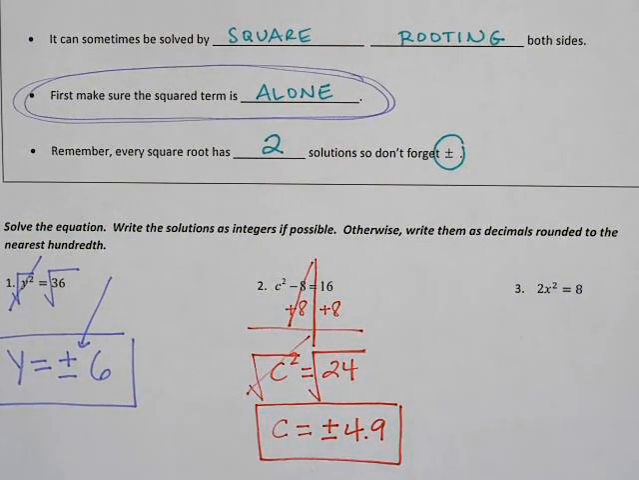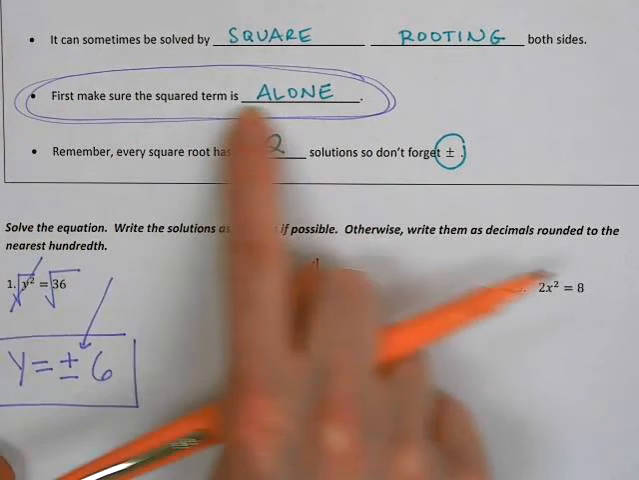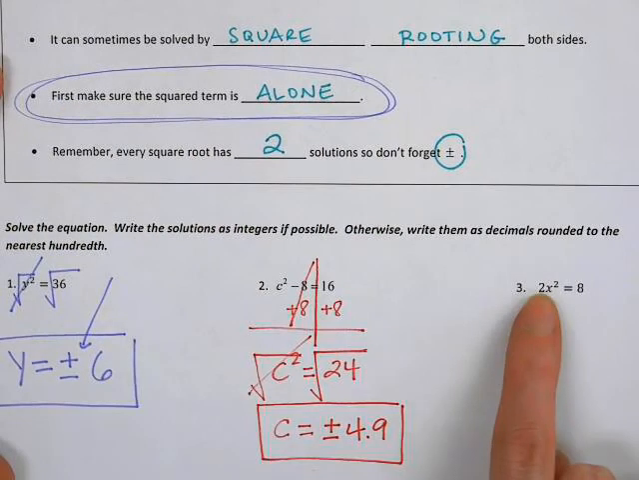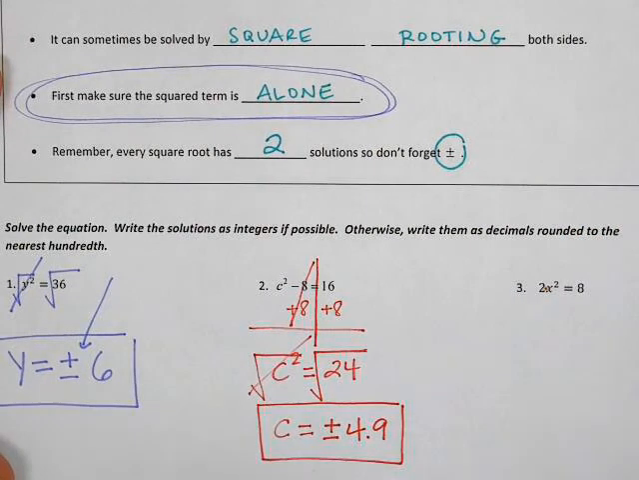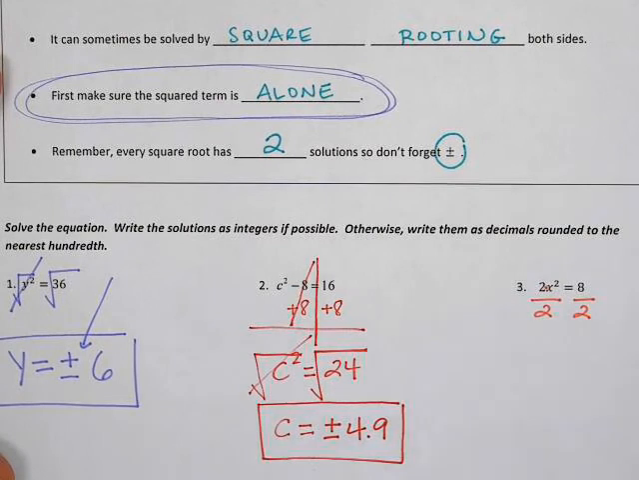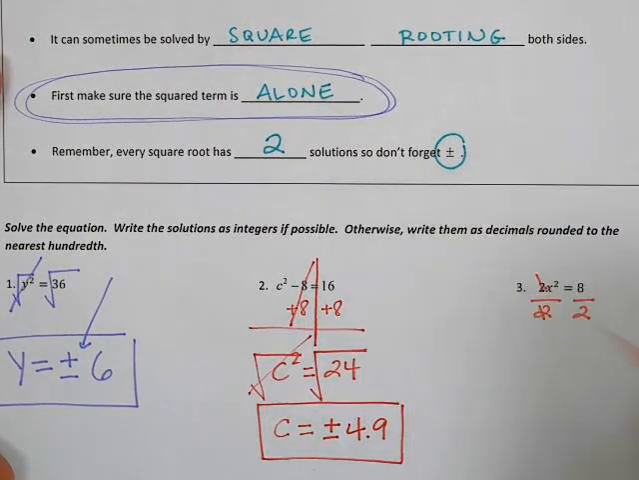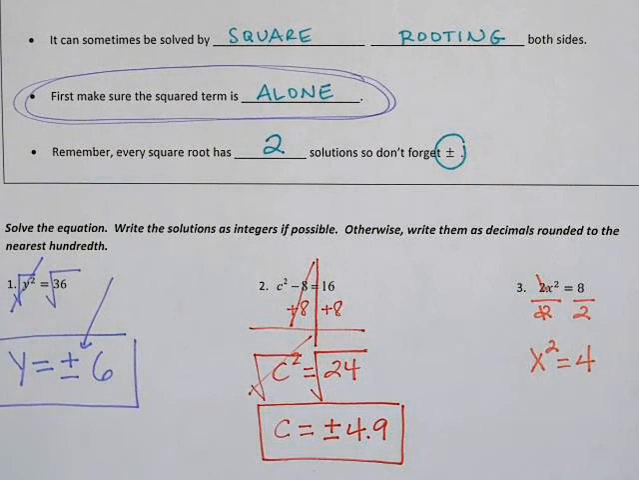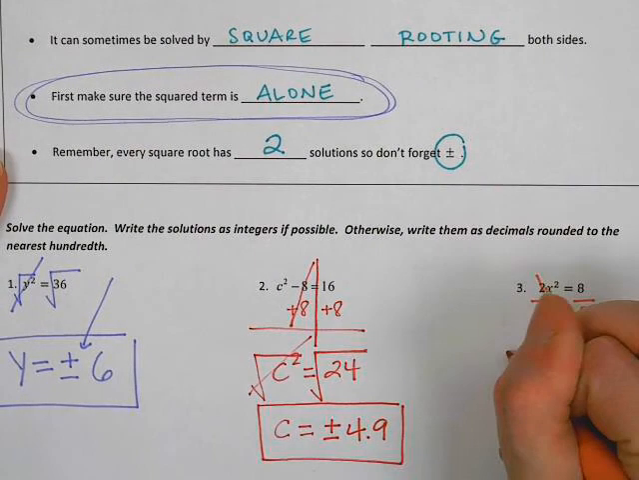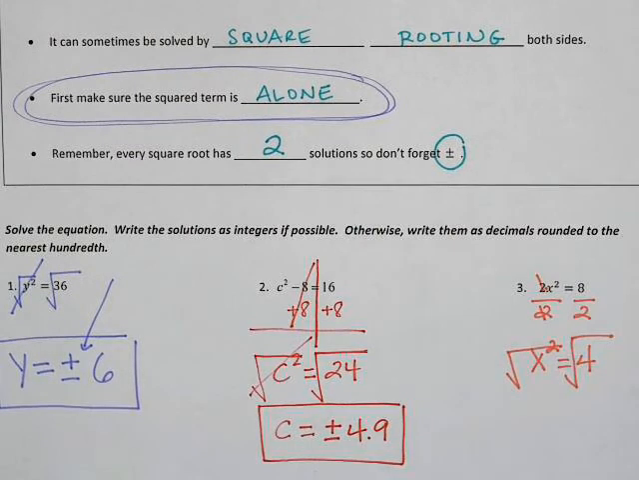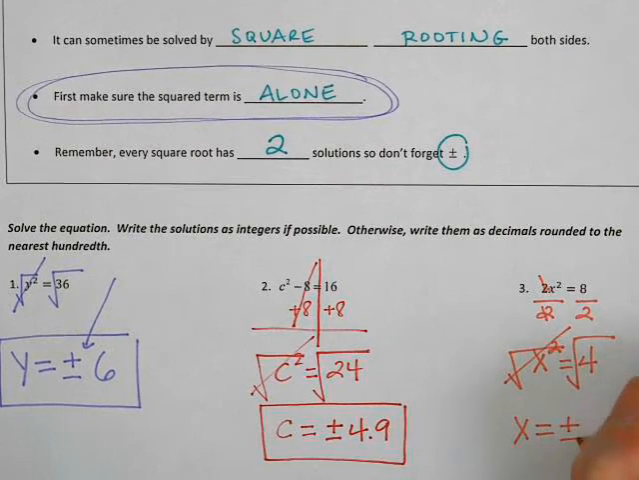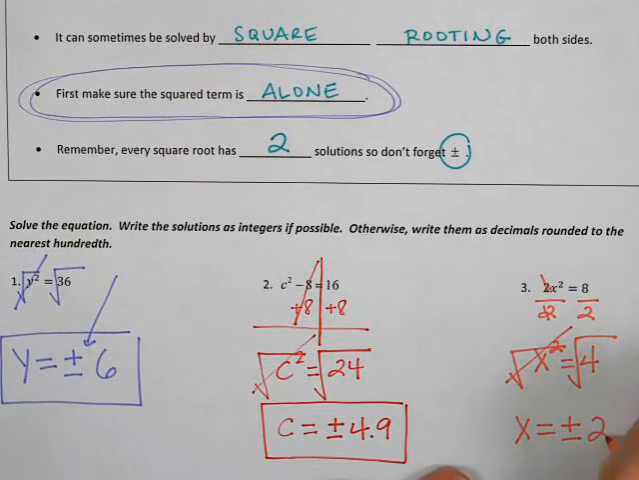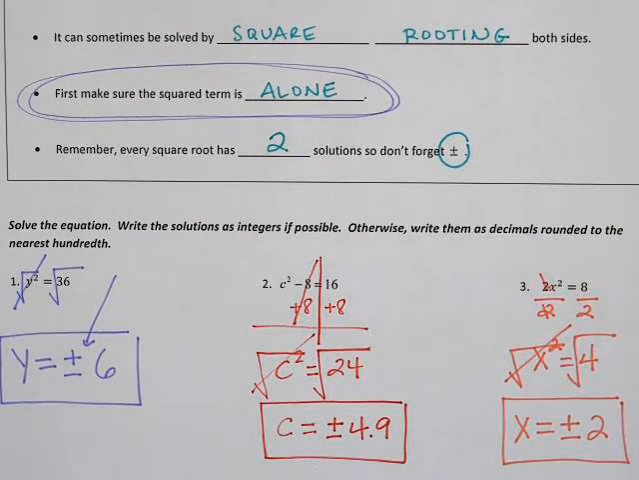Okay, number 3. Again, make sure the squared term is alone first. So how do we undo 2 times x squared? Well, we divide both sides by 2 first. Okay, so those cancel. So now we're at x squared equals 4. And now that it's alone, we square root both sides. And these cancel. x equals plus or minus, and the square root of 4 is 2. So 2 and negative 2.